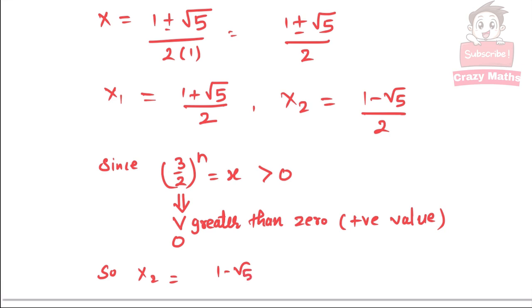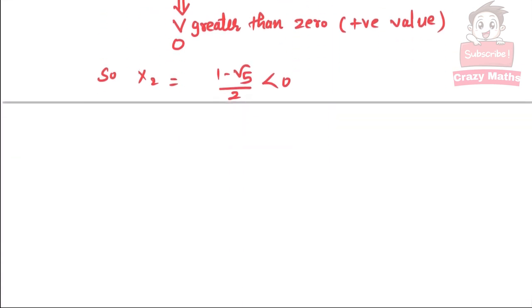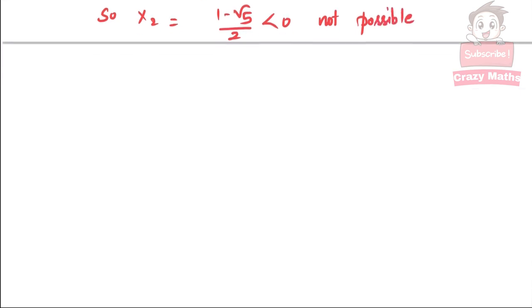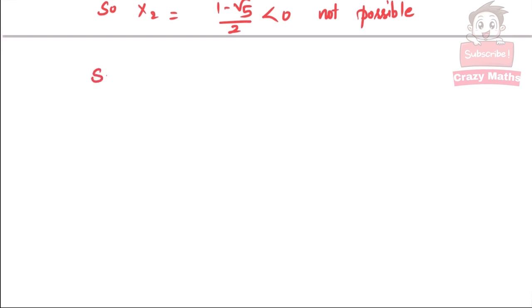But x2 equals 1 minus root 5 upon 2. 1 minus root 5 is less than 0, because the value of root 5 is 2 something, and 1 minus 2 something is negative. That's why it is less than 0. That is not possible. The second root is not possible because x should be greater than 0. Then we consider the first root, which is 1 plus root 5 upon 2.